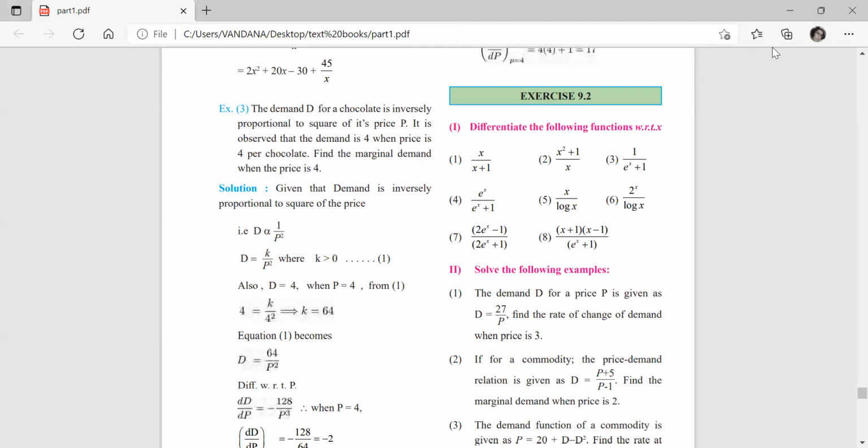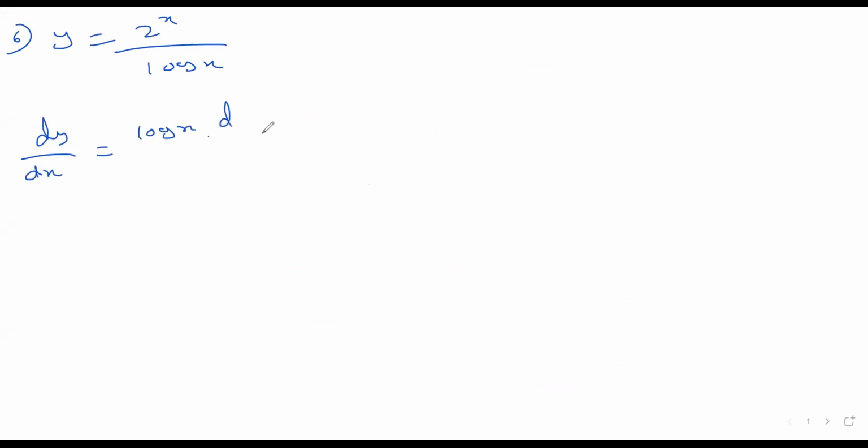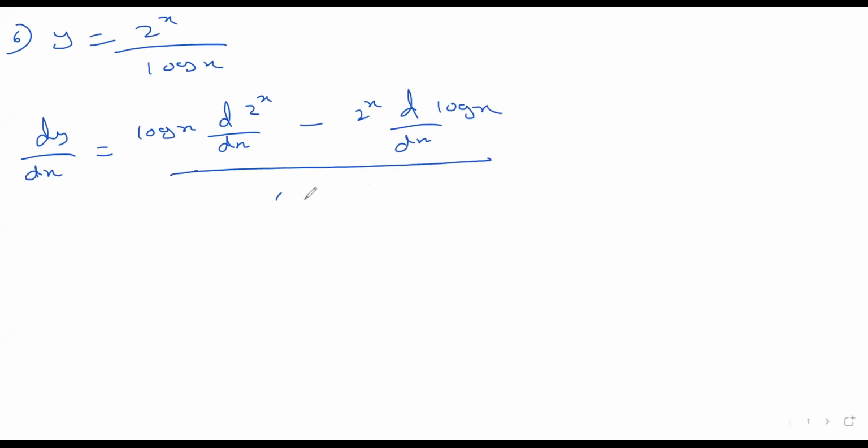Question 6. 2 raised to x. अभी ये 1, 4 और 5 आप लोग करोगे, सेम है हम लोगों ने अभी किया वैसे ही है. Question 6 is 2 raised to x upon log x. Y is 2 raised to x upon log x. dy by dx is log x d dx of 2 raised to x minus 2 raised to x d dx of log x whole thing upon log x bracket square.